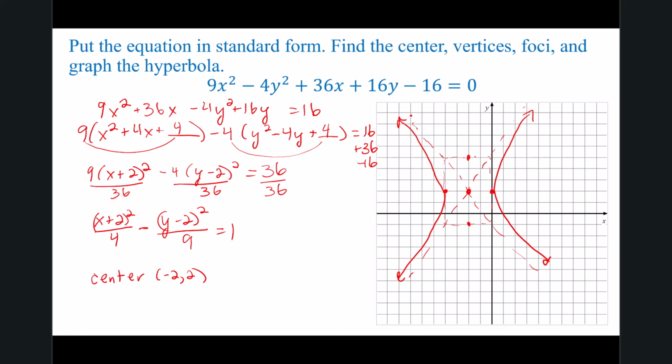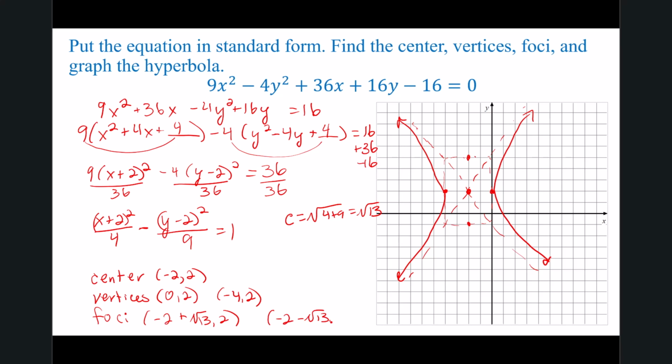So there's the hyperbola. I found the center. The vertices I can find now by just looking at the graph. So the vertices are the points (0, 2) and (negative 4, 2). And then to find the foci, I need to find c. So c would be the square root of 4 plus 9, which is the square root of 13. So from the center, I'm going to go right and left square root of 13. So (negative 2 plus the square root of 13, 2) and (negative 2 minus square root of 13, 2).